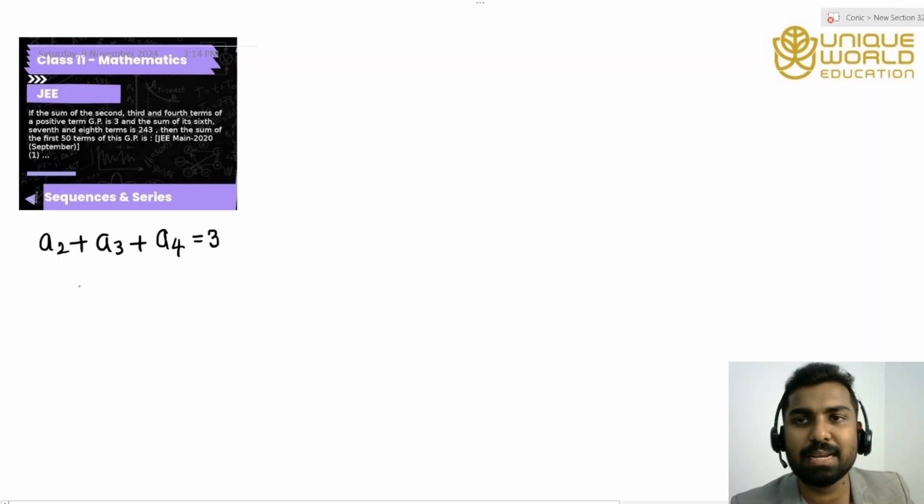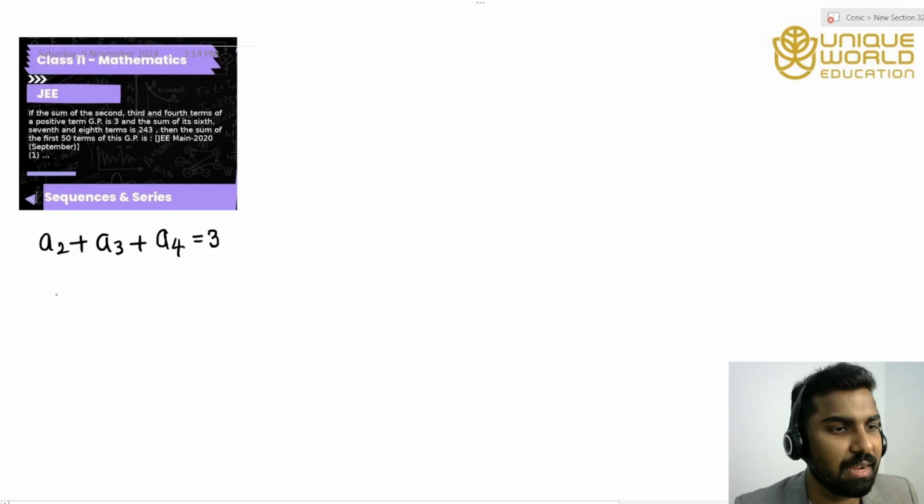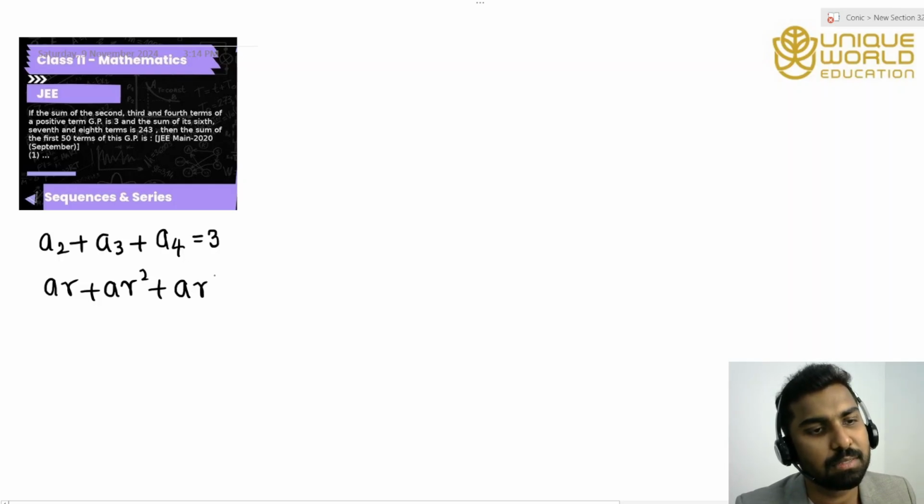A2, A3 and A4. So A2 I can write as AR, A3 I can write as AR square, plus A4 I can write as AR cube. That they have given as 3. Let it be equation number 1.